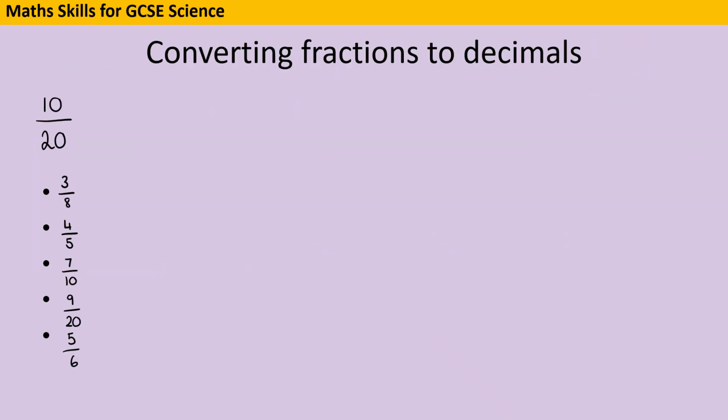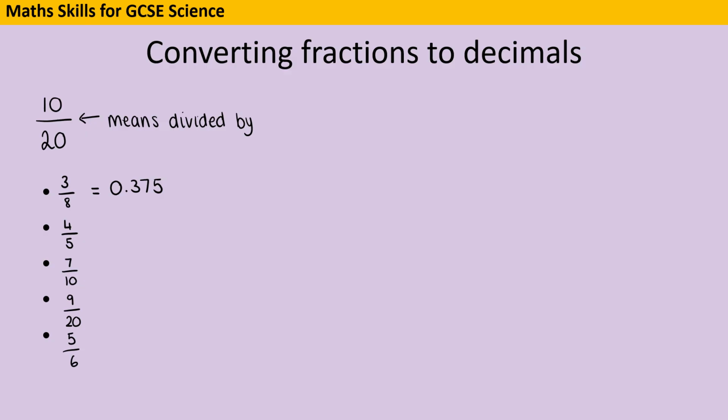If we're asked to convert our fraction answer to a decimal, then all we need to know is that the line in the middle of that fraction means divided by. So 10/20 is the same thing as 10 divided by 20. So what would each of these fractions be as a decimal? We start out with 3/8 being 3 divided by 8, which is 0.375.